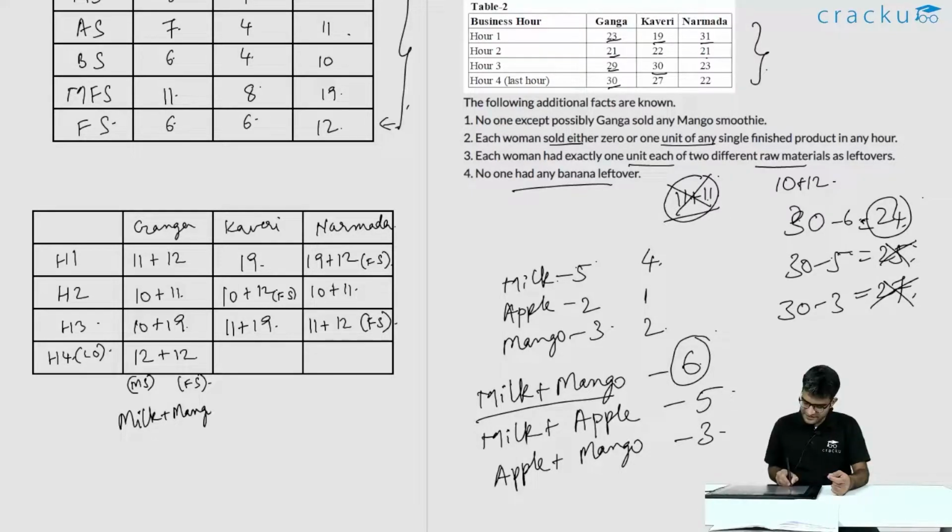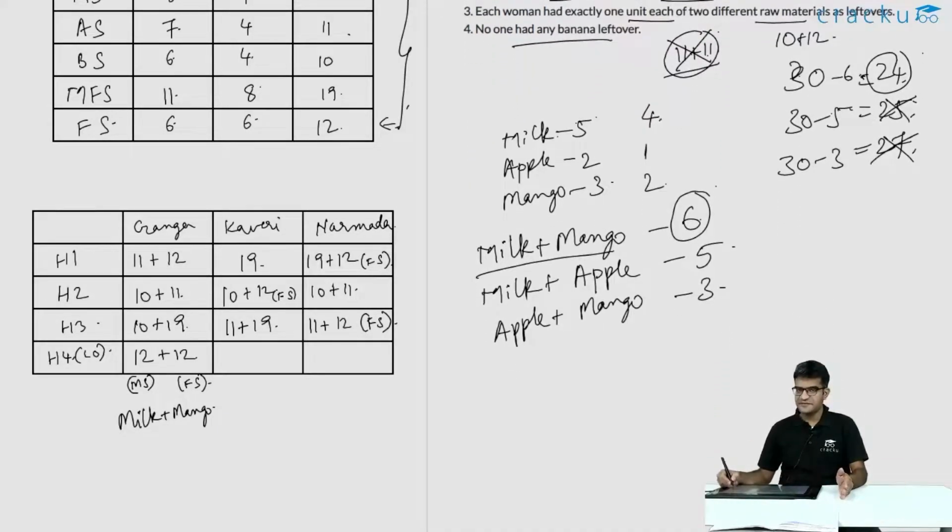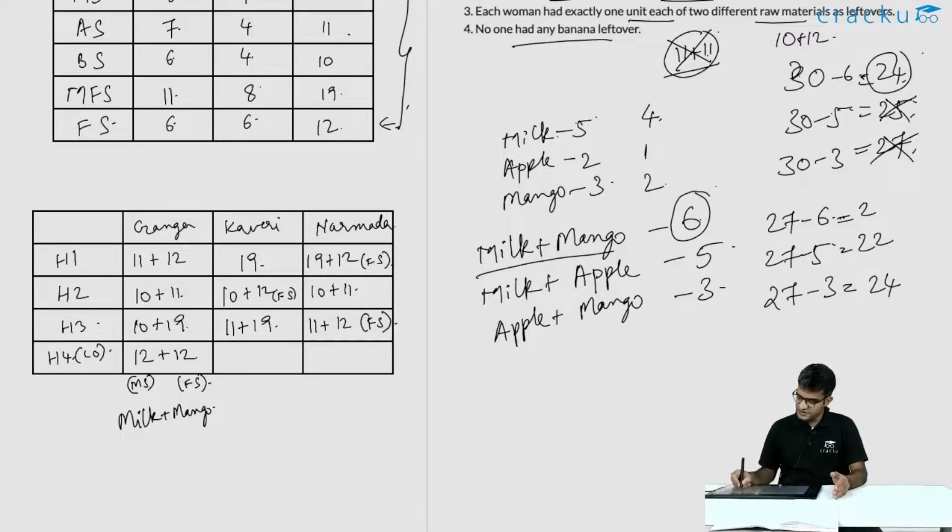Now let us do the same thing for Kaveri. The total money that Kaveri made in the last hour is 27. So the money that she made by selling finished products is either 27 minus 6, or 27 minus 5, or 27 minus 3. 27 minus 3 is 24, 27 minus 5 is 22, 27 minus 6 is 21.